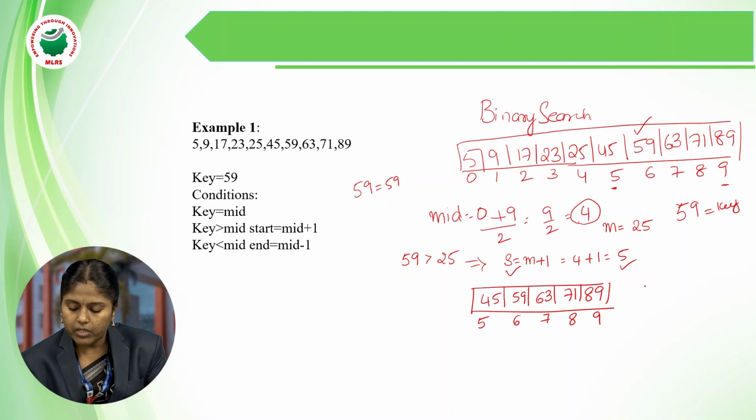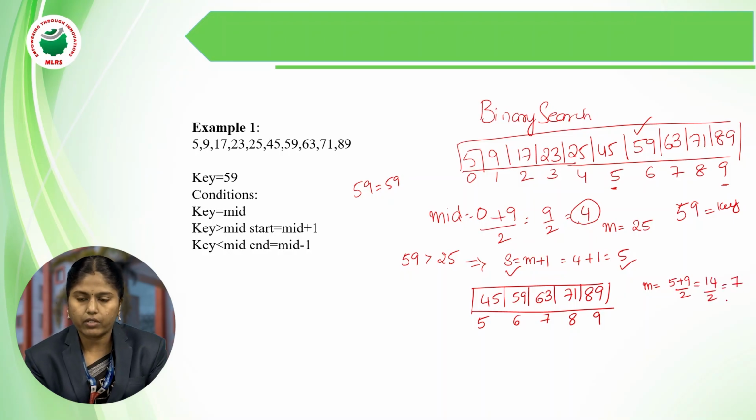How are we going to calculate the mid value? Mid value m is equal to (5 plus 9) by 2, that is equal to 14 by 2, that is equal to 7. Okay, mid value is equal to 7.